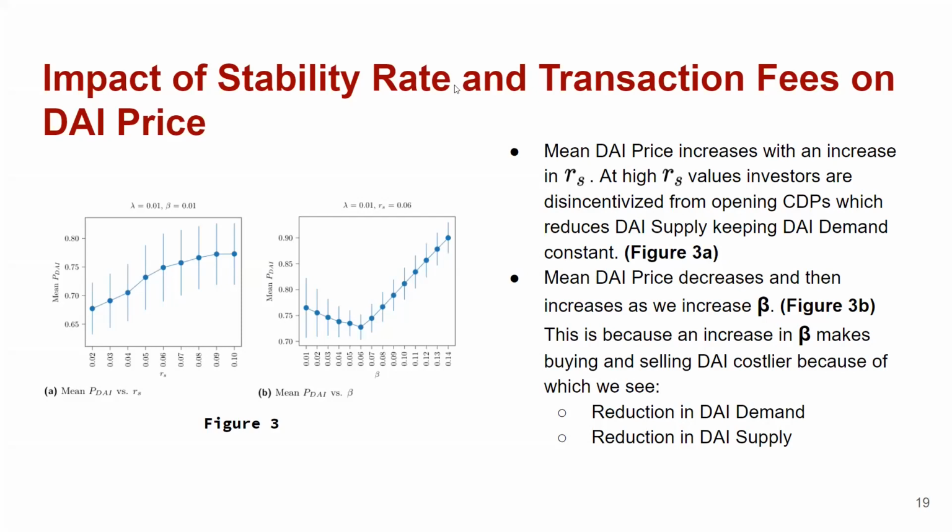Now we look at the impact of stability rate and TX fees on DAI settling price. In figures 3A and 3B, we see mean DAI price versus stability rate RS and transaction fees beta. In figure 3A, we see that the mean DAI price increases with an increase in RS. At high RS values, investors prefer to close CDPs, which reduces DAI supply. In figure 3B, we observe that mean DAI price decreases and then increases as we increase beta. An increase in beta leads to reduction in both supply and demand. The mean DAI price in this case is directly related to the relative decrease in DAI supply and DAI demand.